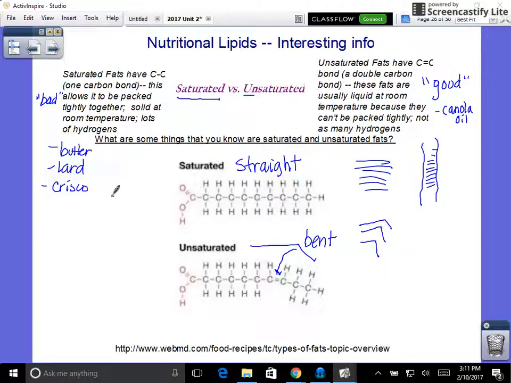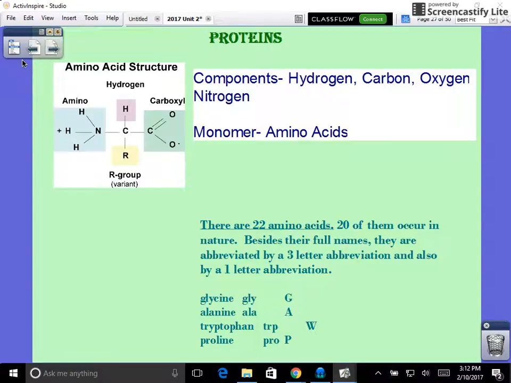That doesn't mean you can't eat them, but you need to make sure you consume them in moderation. Unsaturated fats, sometimes known as the good fats, are things like canola oil, vegetable oil, and margarine. But again, those things need to be consumed in moderation. That's nutritionally what they're talking about if you're hearing about saturated and unsaturated fats. And the next topic will be proteins.